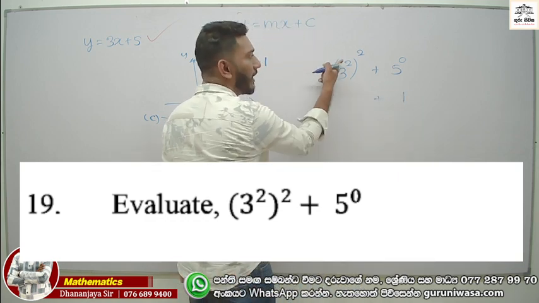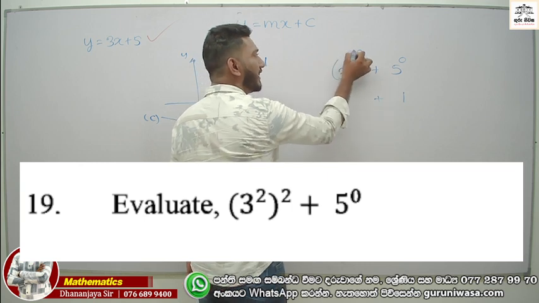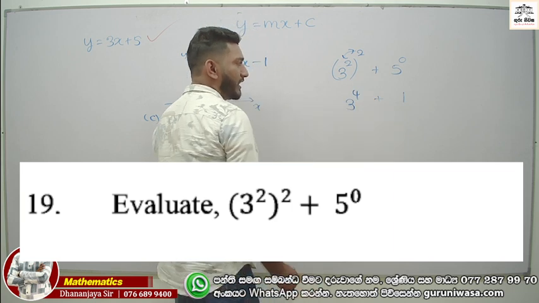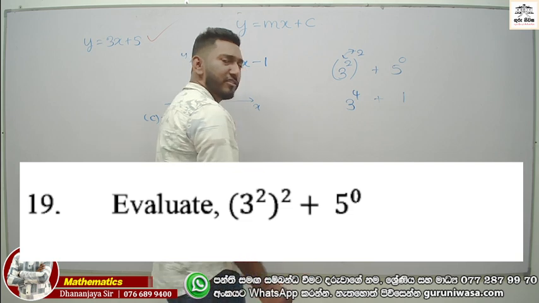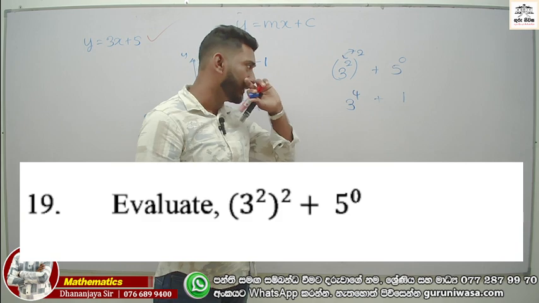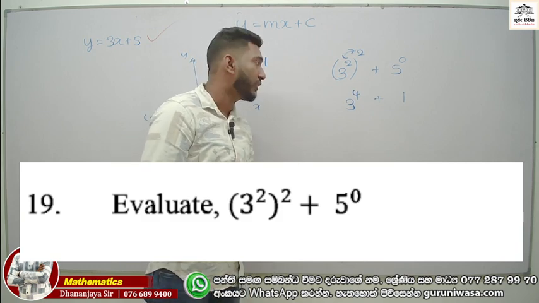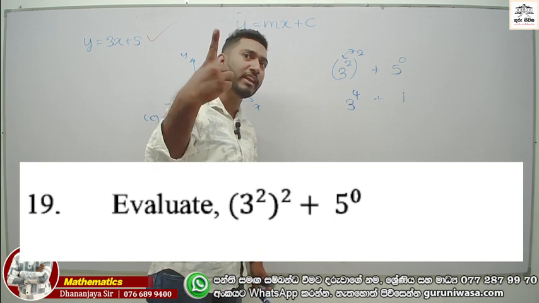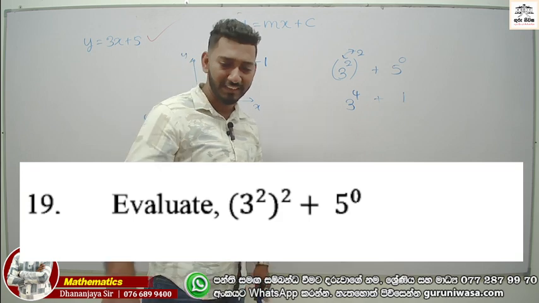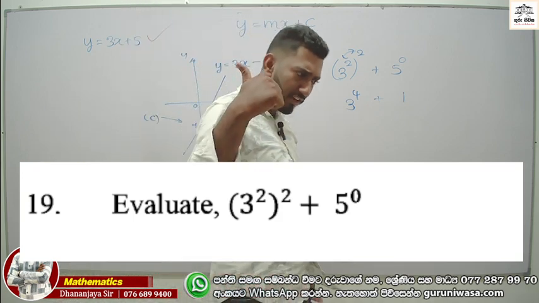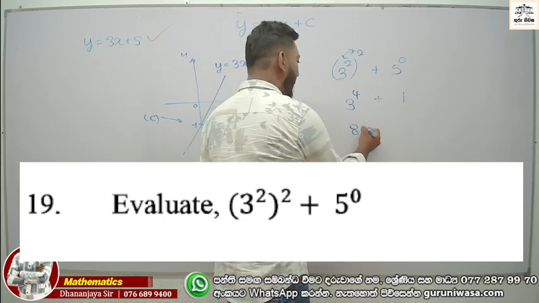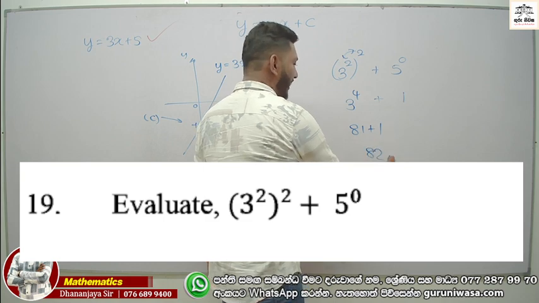And this one, power of power, therefore we need to multiply the indices together. Now, 3 to the power of 4, right? We discussed the indices. 3 to the power of 4 means 3 into 3 into 3 into 3. Therefore, what is the answer? 81. Well done. Therefore, 81 plus 1 becomes 82.